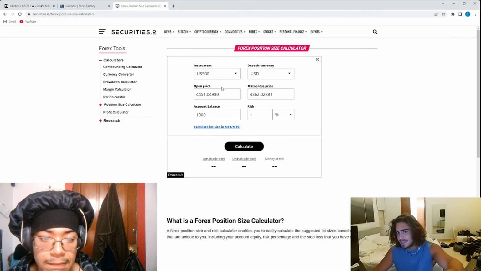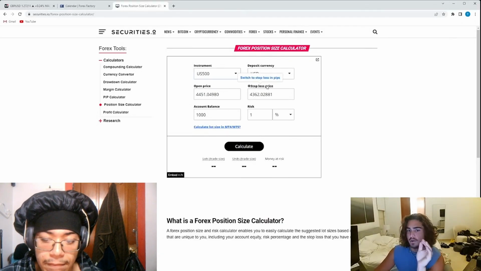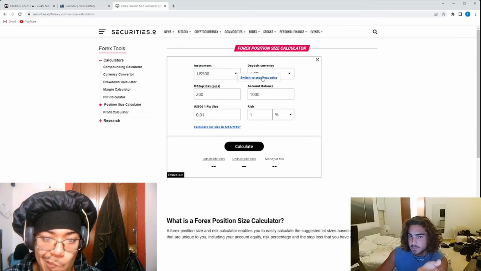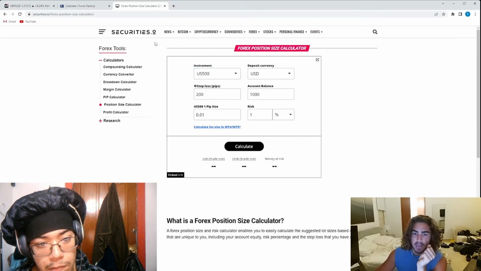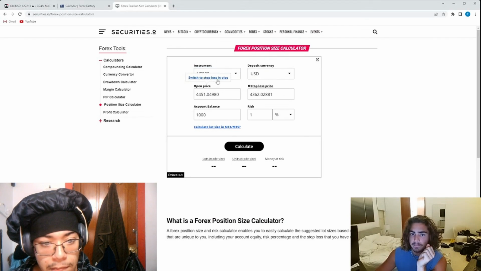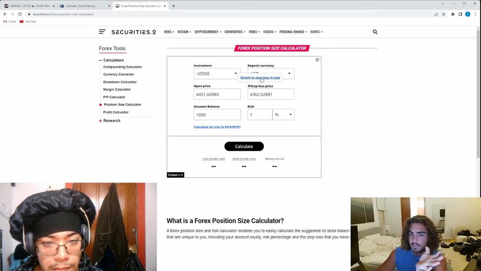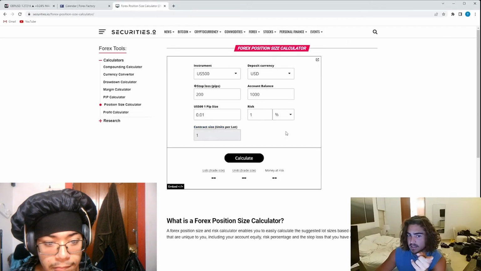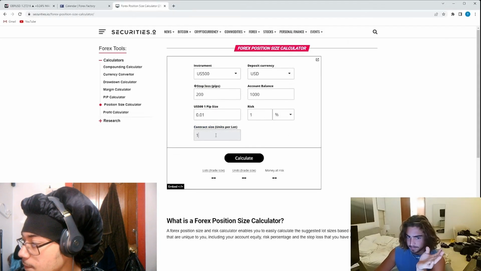See how things changed? So what I like to do is switch it to stop loss in pips. Okay, so how did I do that? I just go here, boom, switch stop loss to pips, and then you also have to click calculate lot size within MT4 or MT5.